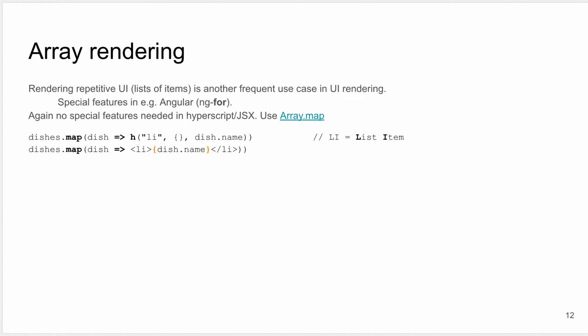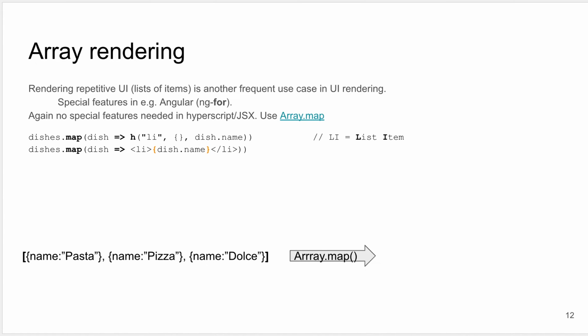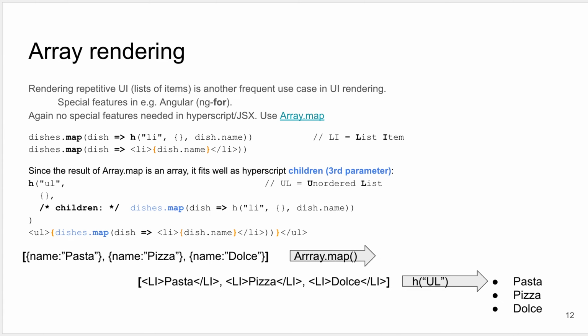Rendering repetitive user interface, for example to represent array data in lists or tables, is another frequent task. The array map higher order function calls a given function for every element of an array and collects the results to the result array. We can use the array map to turn an array of abstract objects like this dish data into an array of user interface DOM subtrees. We can pass this array as a third parameter to a hyperscript function of a container element, such as the unordered list here.